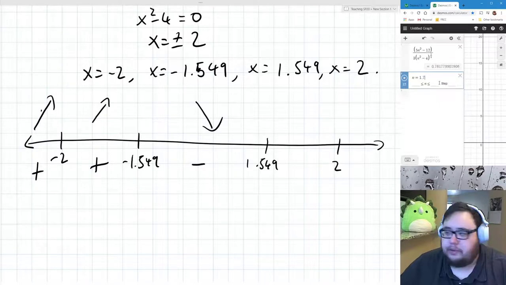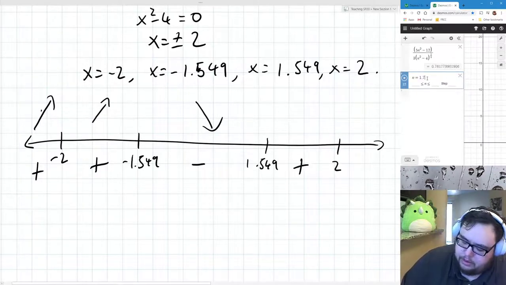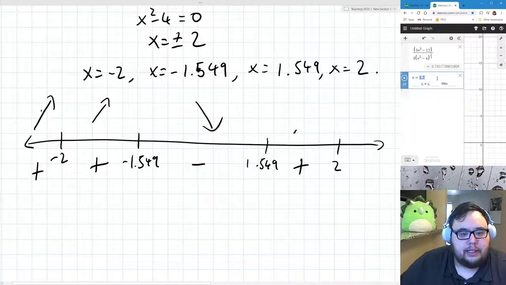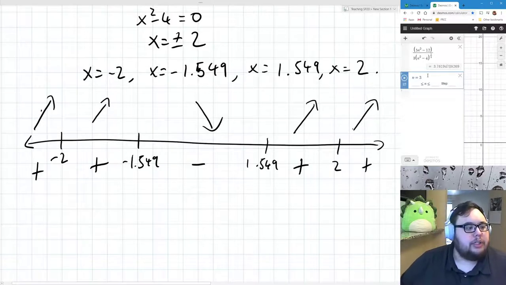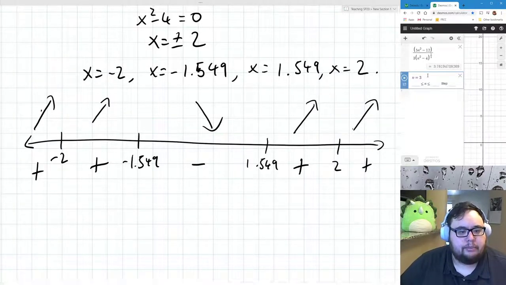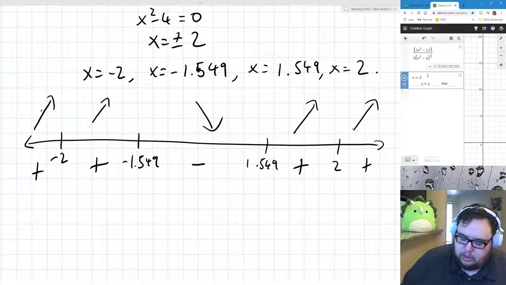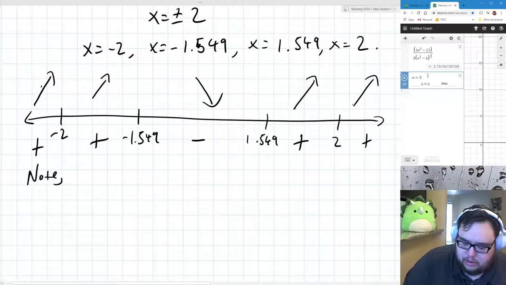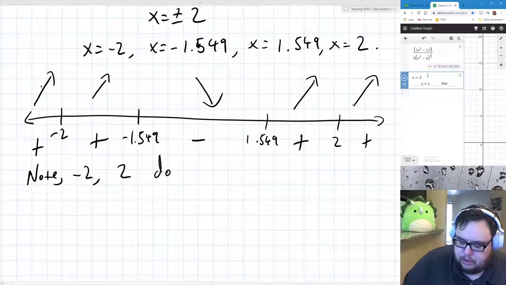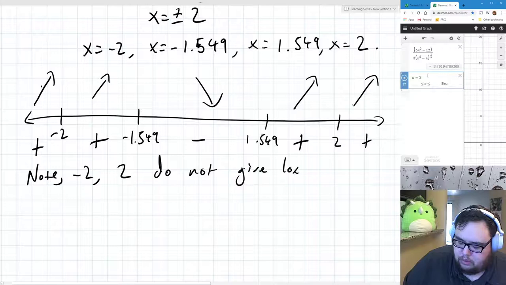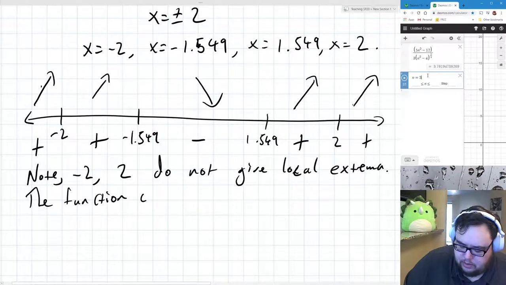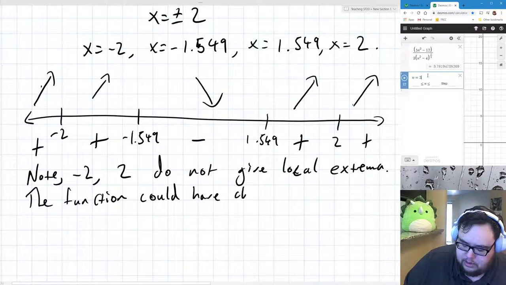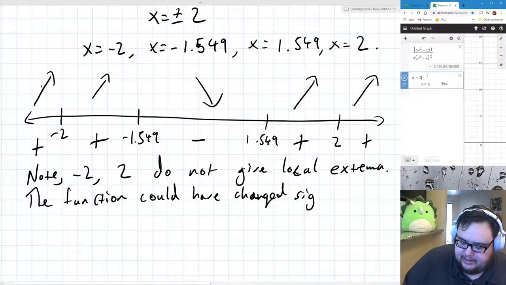And then we can plug in positive 1.7, and we get another positive number. So we're increasing. And then finally, we can plug in 3 to get a final positive number, which means that we are increasing on the last part. Okay. So note, negative 2 and 2 do not give local extrema. The function could have changed signs, but does not.